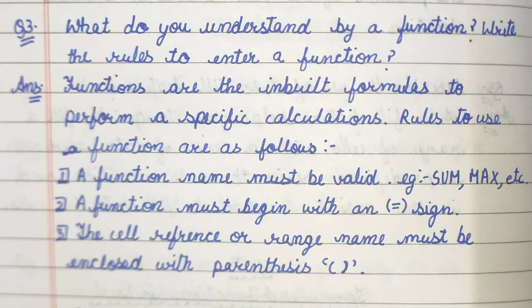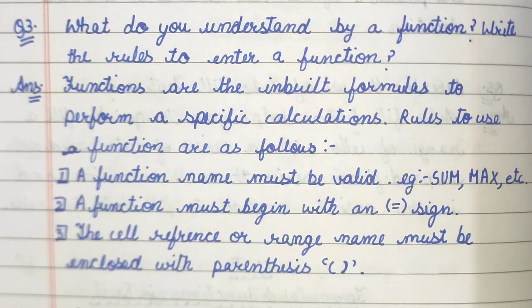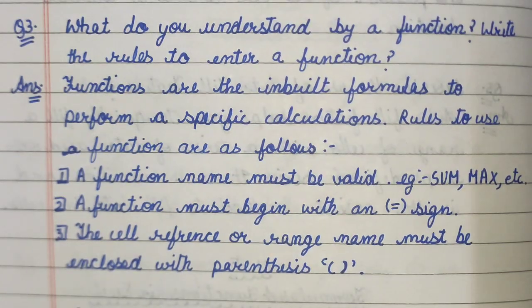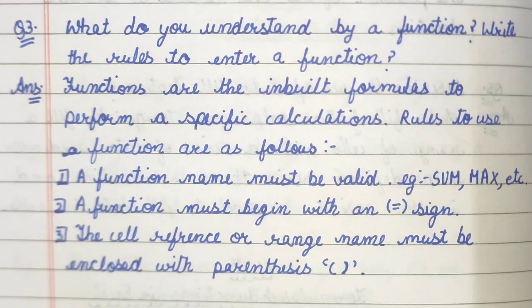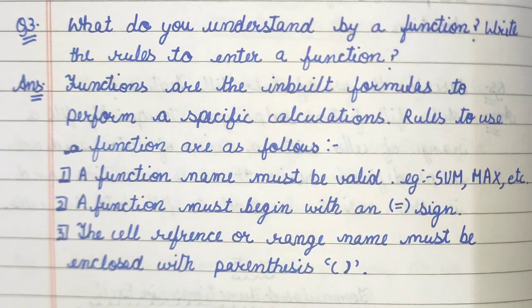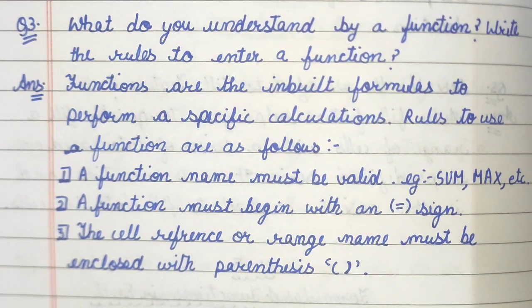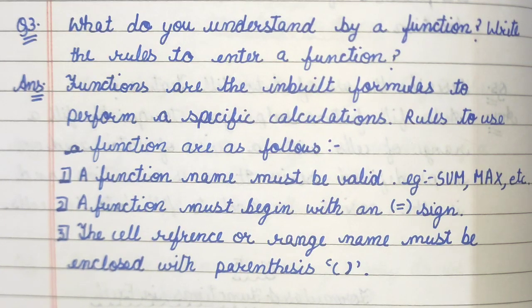Question number 3. What do you understand by a function? Write the rules to enter a function. Answer. Functions are inbuilt formulas to perform a specific calculation. Rules to use a function are as follows. First, a function name must be valid. Example, sum, max, min, average, etc. Second, a function must begin with an equal to sign. Third, the cell references or range name must be enclosed within parentheses.